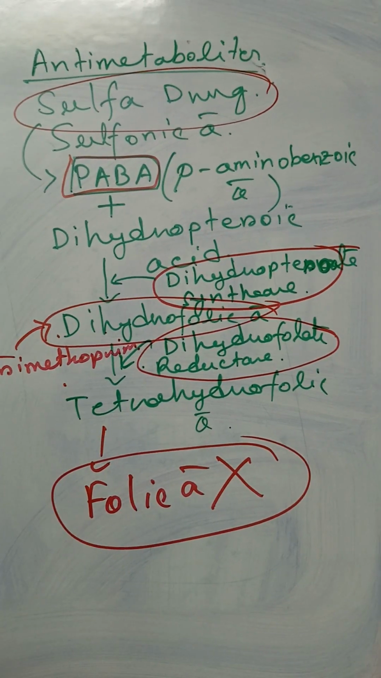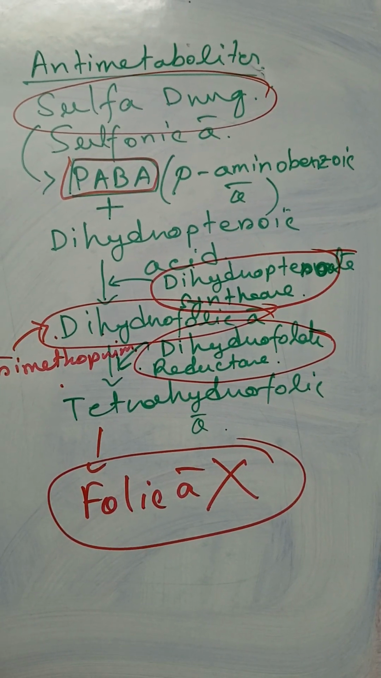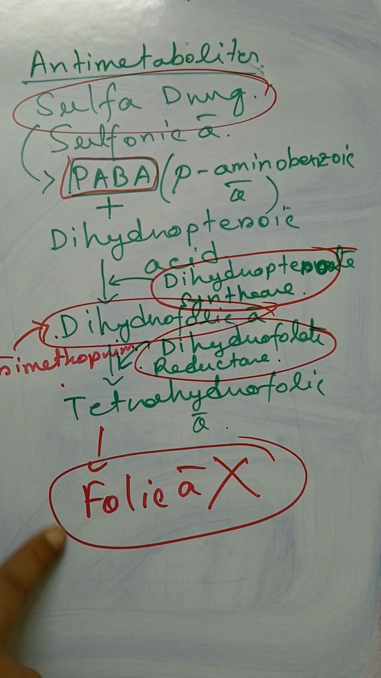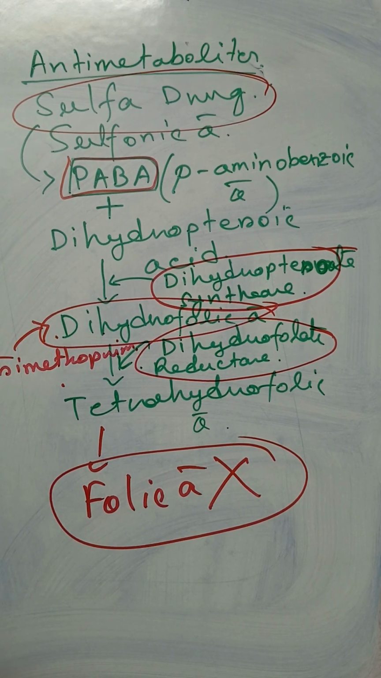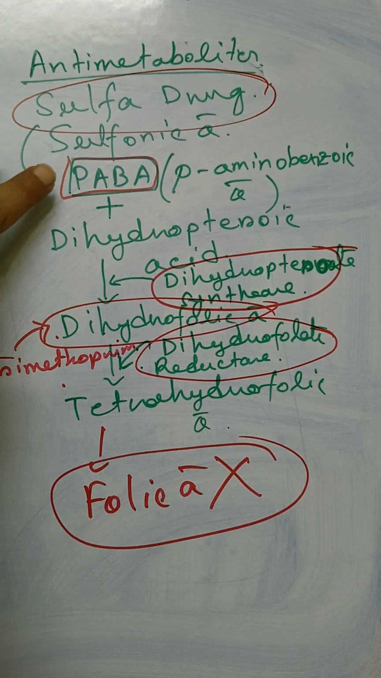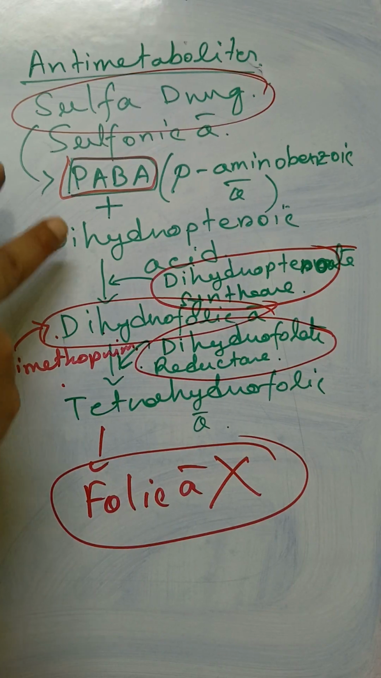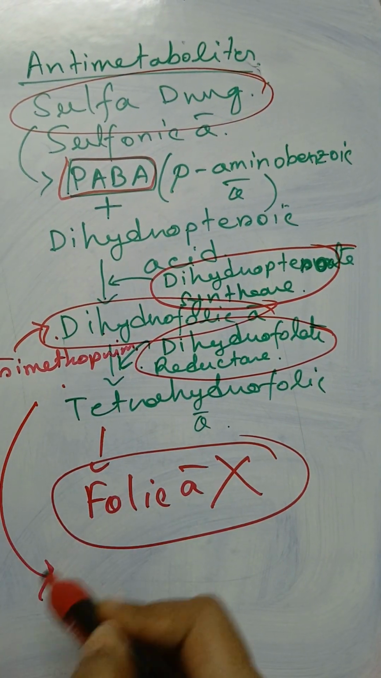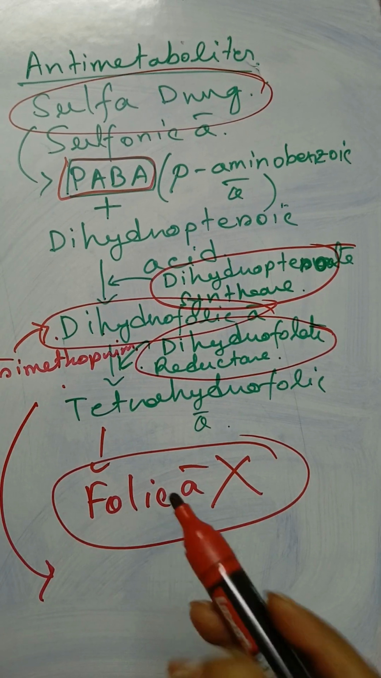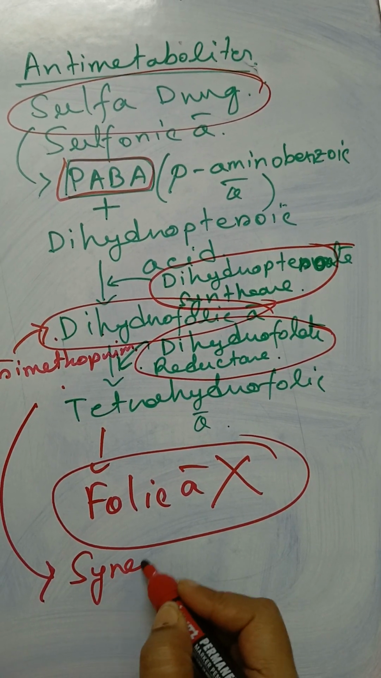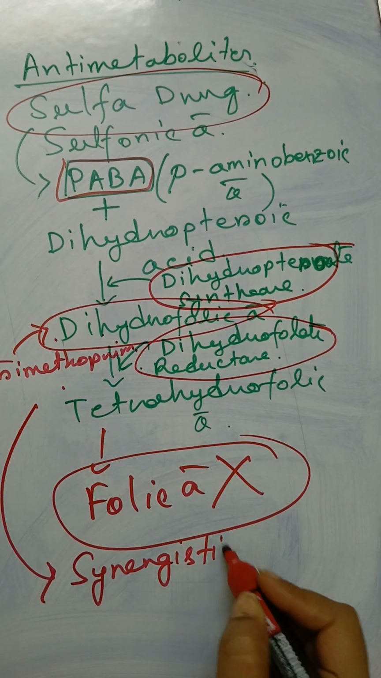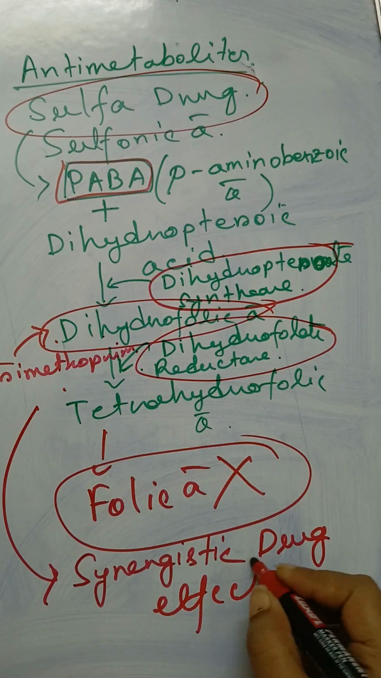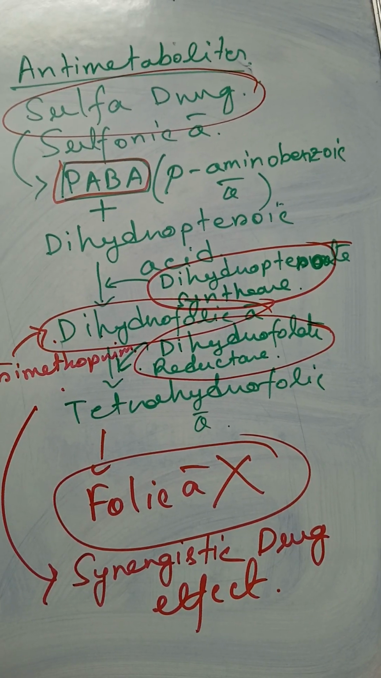Okay, and when two antibiotics or antimetabolites act on the same biochemical pathway or same metabolic pathway in two successive reactions, that complete phenomenon is known as the synergistic drug effect. Because there is a synergism, there is a combination.